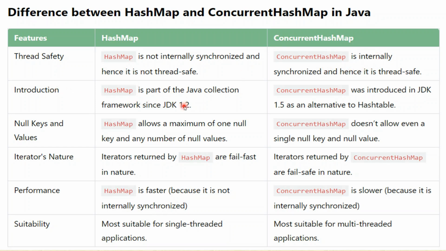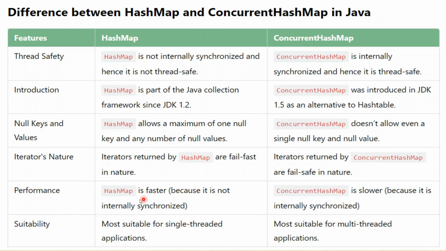Introduced: Java HashMap was introduced in JDK 1.2 and concurrent HashMap was introduced in 1.5. Null keys and values: in HashMap we can store multiple nulls as values and only one null as a key. In concurrent HashMap we can't store null as a key or value. Iterator nature: iterators returned by HashMap are fail fast in nature, and iterators returned by concurrent HashMap are fail safe in nature. We use concurrent HashMap to avoid concurrent modification exception, because it is fail safe and HashMap is fail fast.